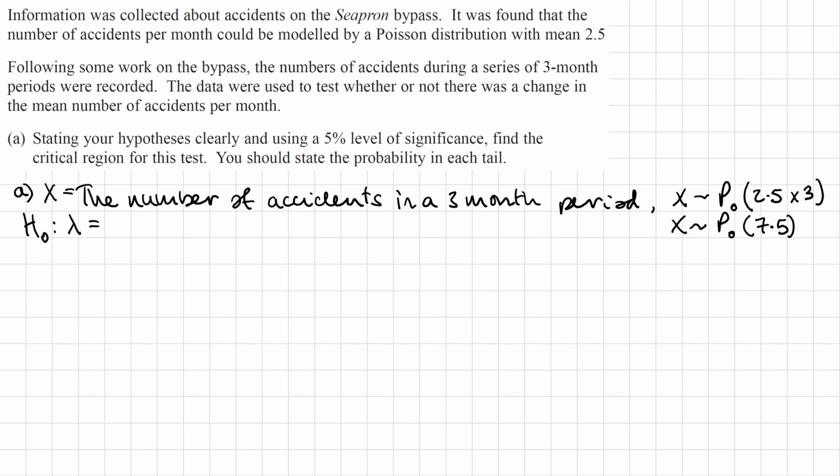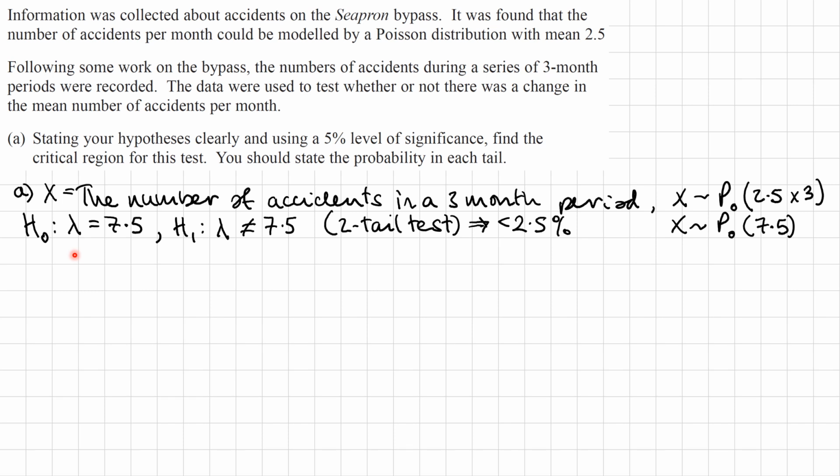So H0, the mean number in a 3 month period is going to be 7.5. H1, we're looking to see whether there was a change in the number of accidents, so it'll be lambda is not equal to 7.5. So we're looking at a 2-tail test here. So I'm going to be looking for probabilities that are 2.5% in each tail, and they need to be less than 2.5%. Now the easiest way to do this, I think, is just to use the table.